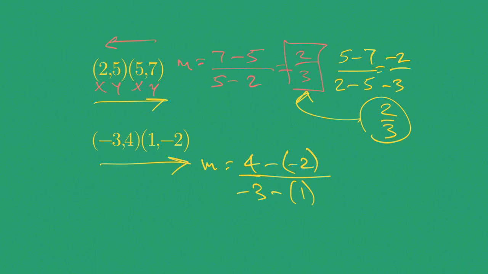Okay. Now, what's going to happen right here? What happens with minus a negative? That becomes a positive. That's really 4 plus 2 on the top. What is 4 plus 2? Good. 6.